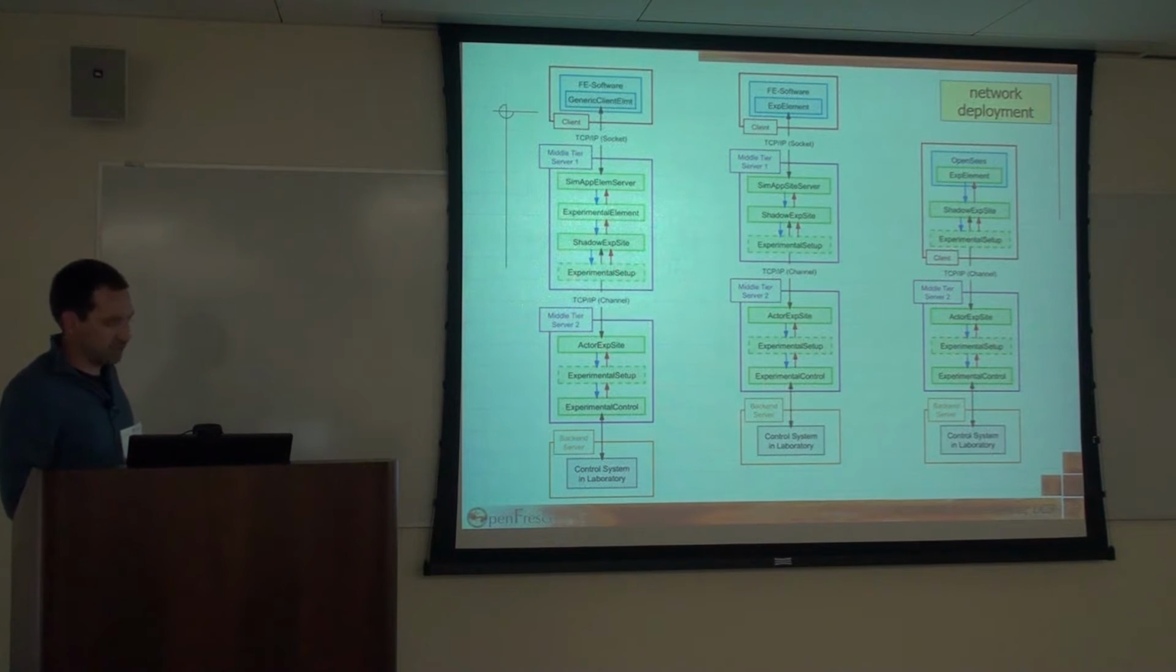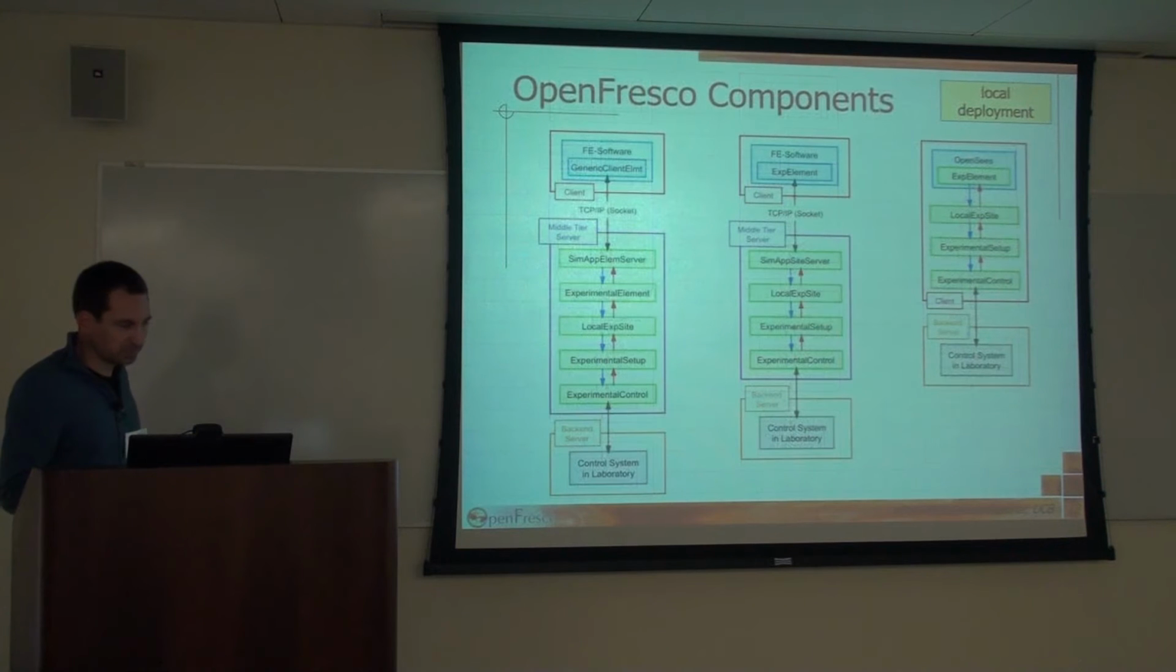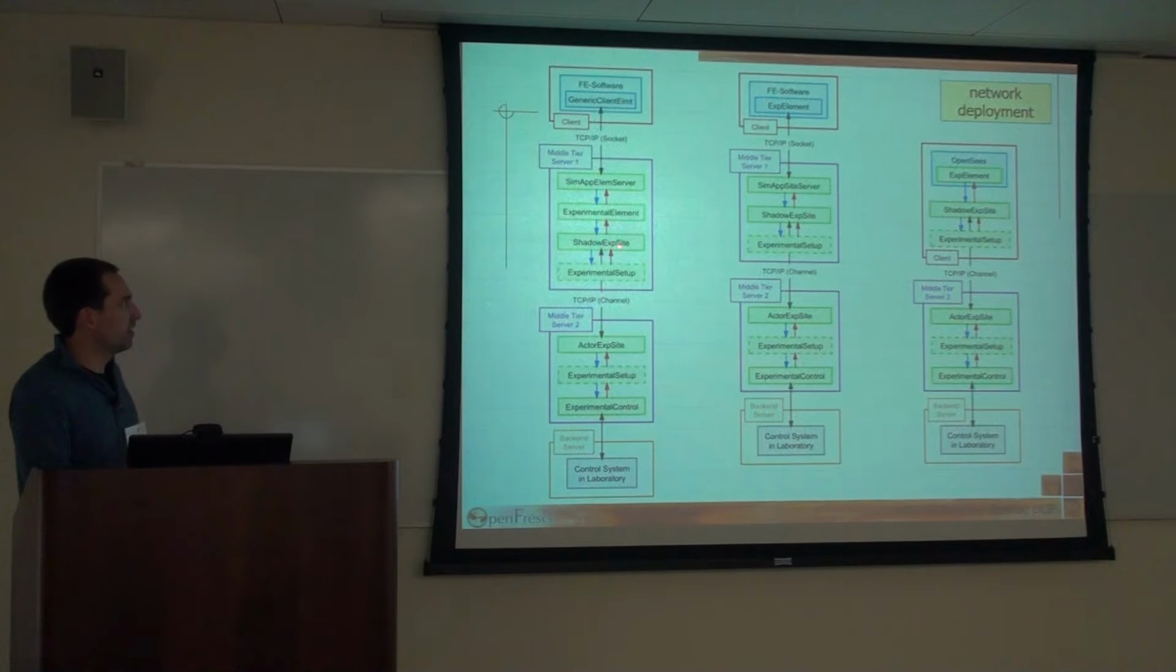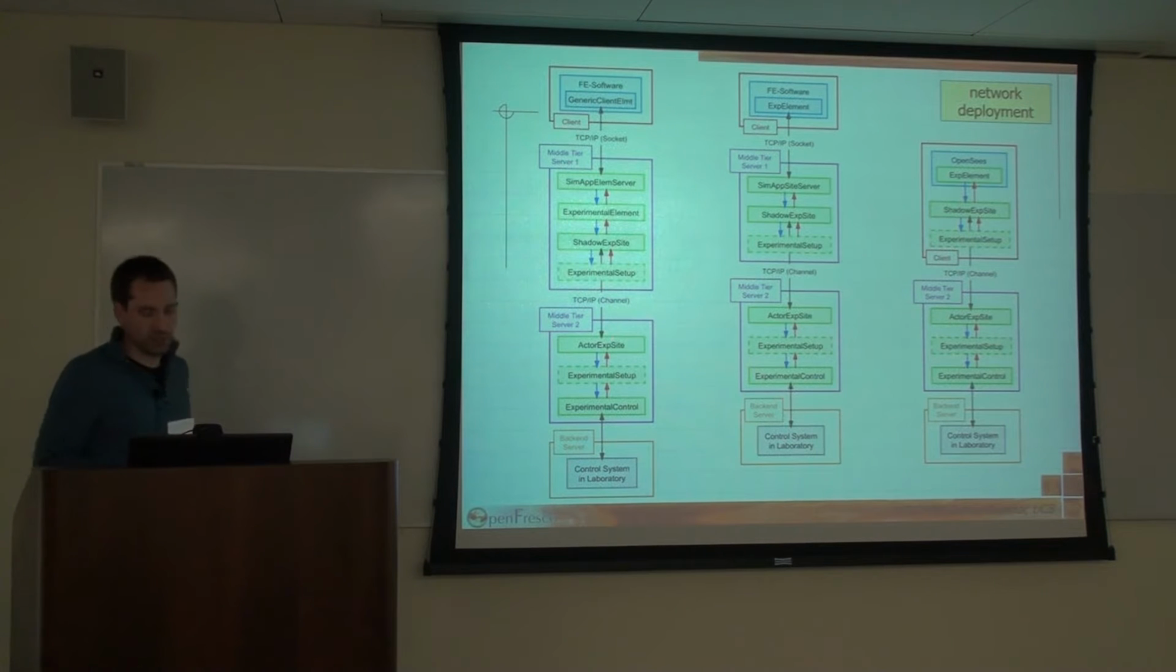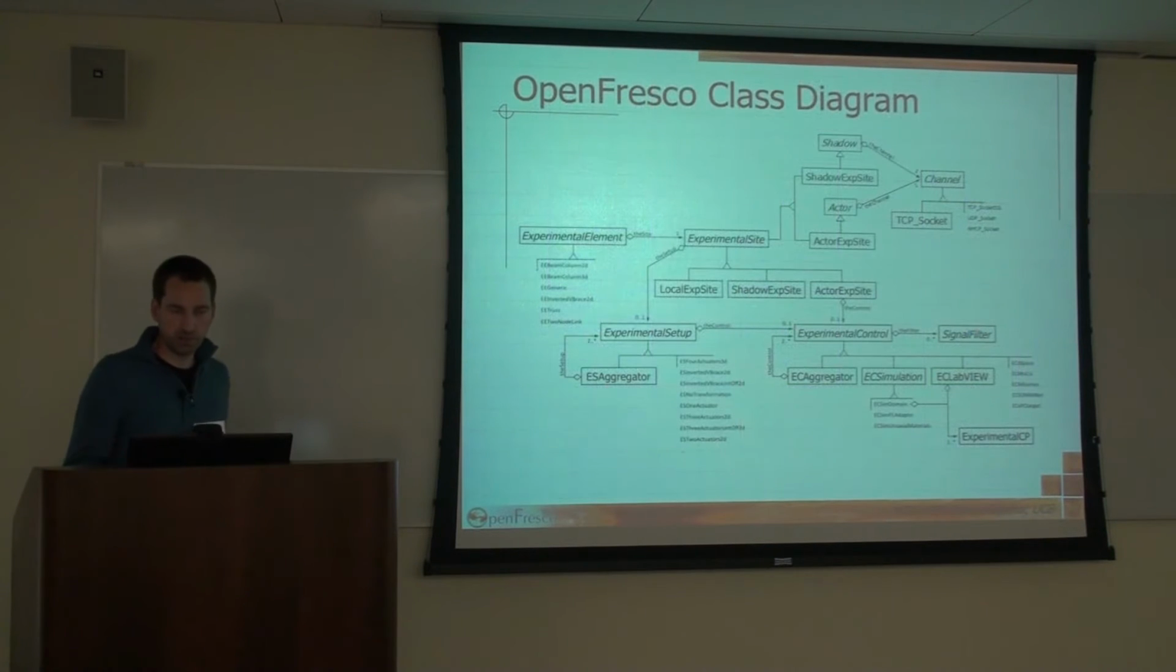At the site, instead of using a local experimental site as we did before in the local deployment, that now gets split up into a shadow experimental site and an actor experimental site. The actor sits basically where your actuator is in the laboratory, and the shadow is where your finite element software is. So we can split it up, and we can use different sockets and channels to do this communication over the network.